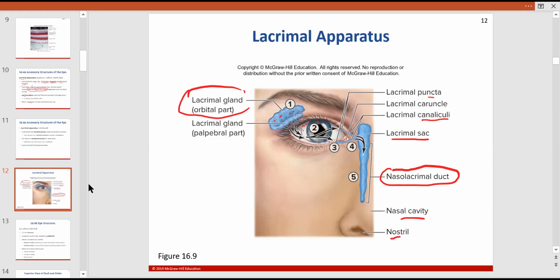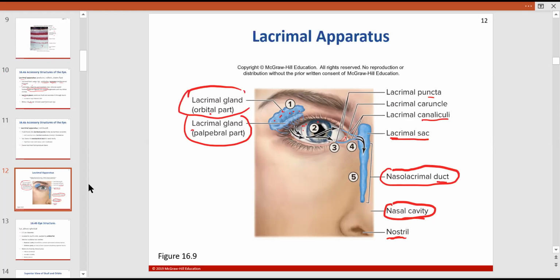So know these parts. Of course, you know the nasal cavity. We'll talk about that when we're in respiratory. The nostril, or nares, is the opening. So the lacrimal gland is two parts. You have your eyelid part, the palpebral part, and the orbital part. They're pretty much right on top of each other. But know that the gland is here. And then you have your lacrimal puncta, and you have your lacrimal sac, and the duct.